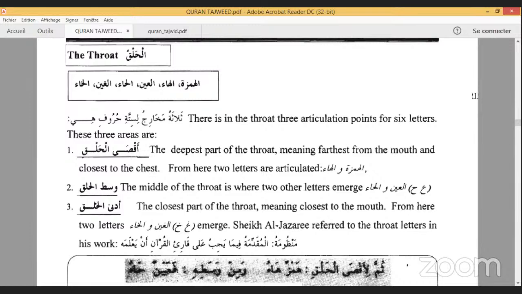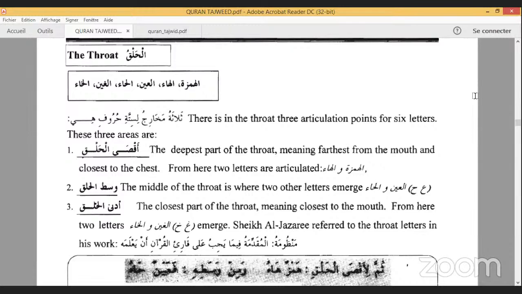So we have three separate articulation points from the throat. We have the deepest part, the middle part, and the closest part. From the deepest part, we have two letters. From the middle of the throat, we have two letters.